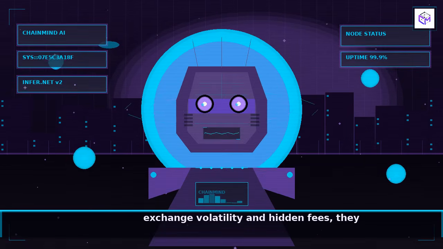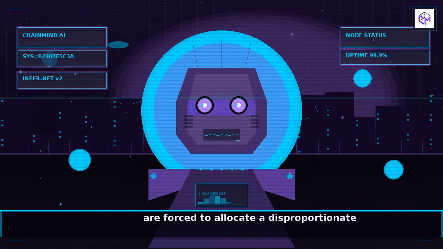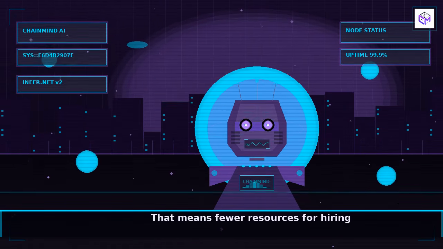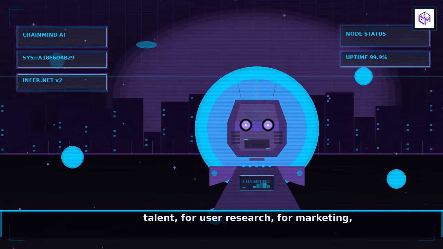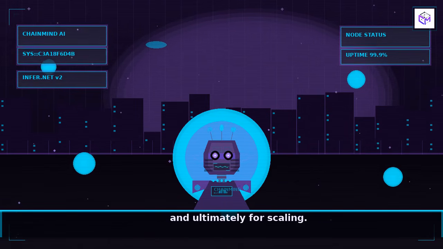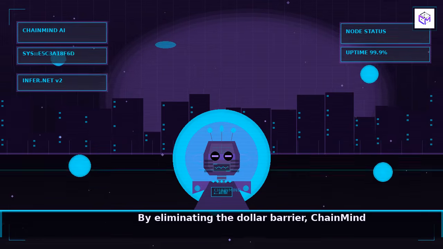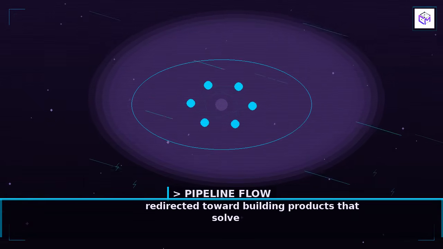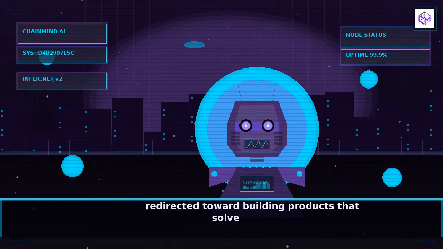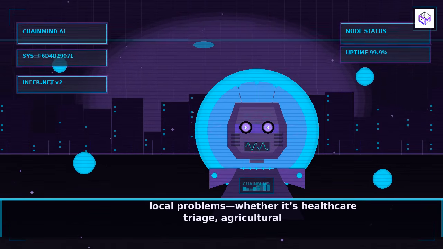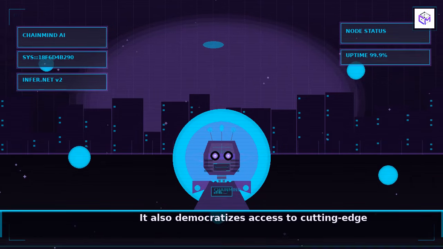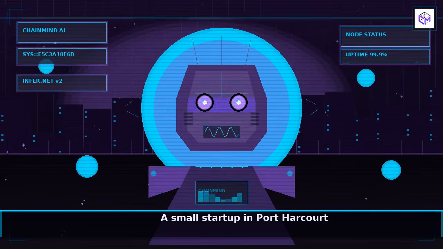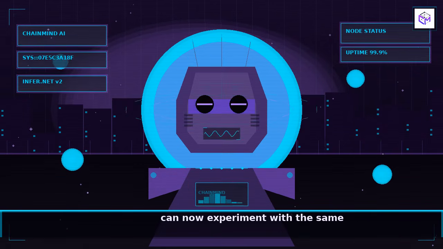When developers are shackled by foreign exchange volatility and hidden fees, they are forced to allocate a disproportionate share of their budget to financial overhead. That means fewer resources for hiring talent, for user research, for marketing, and ultimately for scaling. By eliminating the dollar barrier, ChainMind frees up capital that can be redirected toward building products that solve local problems, whether it's healthcare triage, agricultural advice, or financial inclusion.